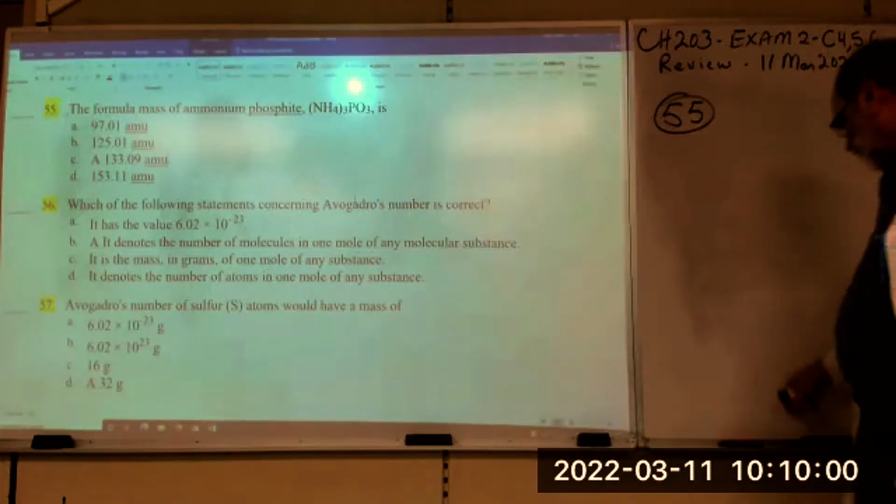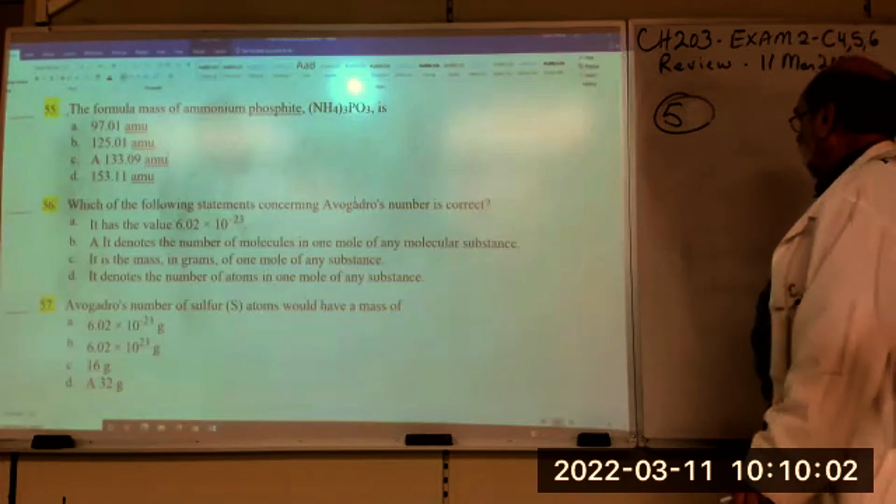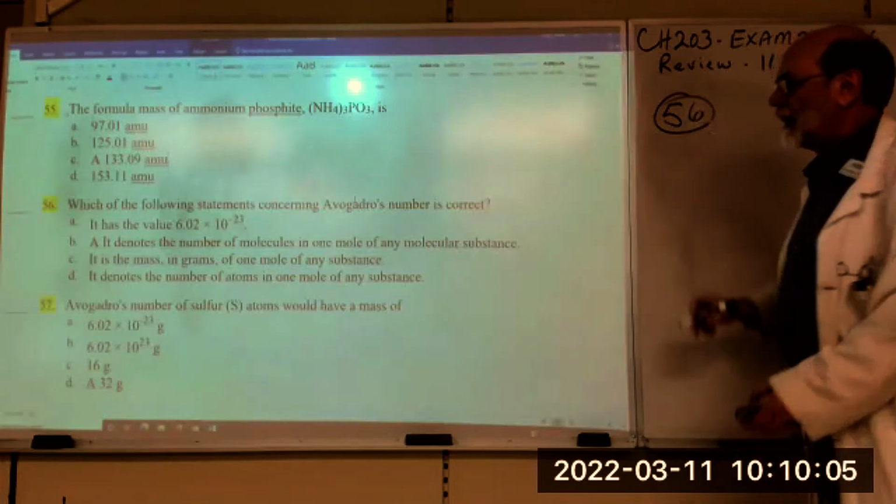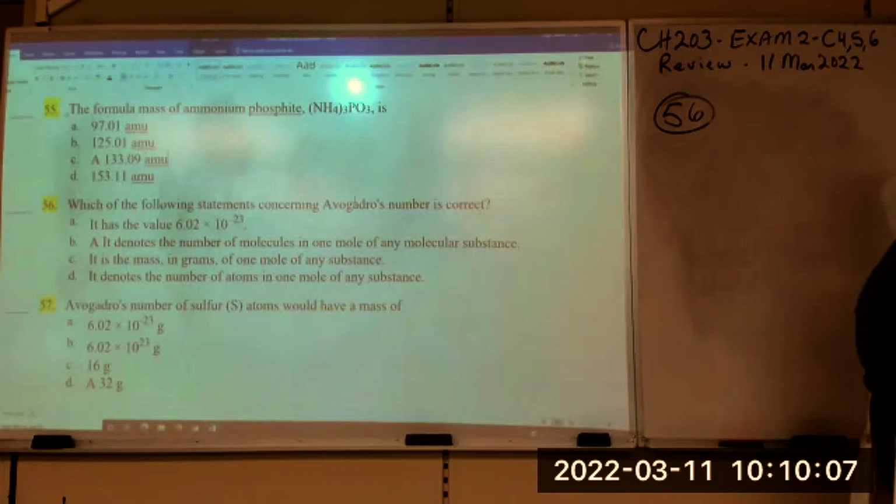Okay, 56. Which of the following statements concerning Avogadro's number is correct?